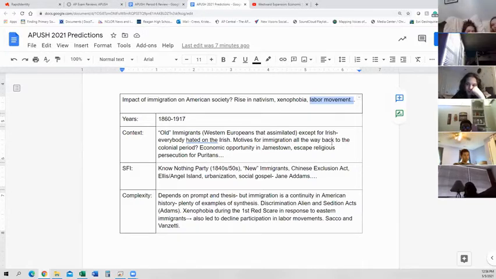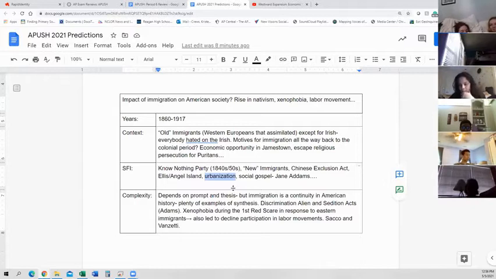And then the social impact within these cities and urbanization: the poverty, the crime, the dirt and filth, tenements. Remember all of that? Those are going to be some of the things that lead to the Progressive Era.